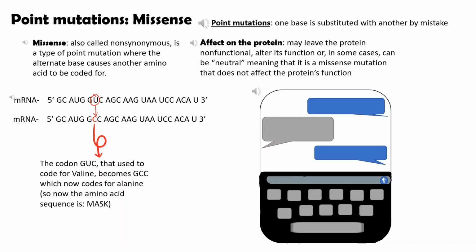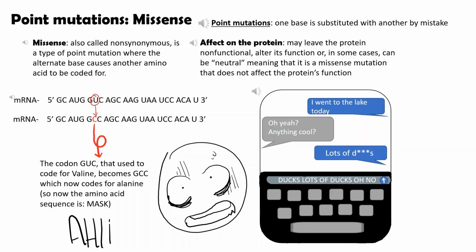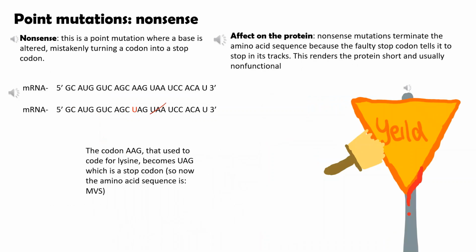This can have several different effects on the protein that should be formed. It may leave the protein non-functional, alter its function, or in some cases be neutral, meaning that the missense mutation does not affect the protein's function. Missense mutations are like when you are trying to text and you miss a letter, which is then autocorrected to a different word, messing up the whole meaning of the sentence.